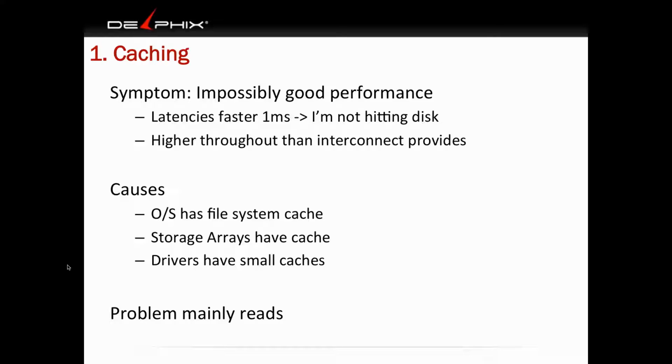So main causes: the OS has a file system cache. Storage arrays have a cache. As we mentioned with that 15K disk that ran slower, it has a cache. So this is mainly a problem with reads.